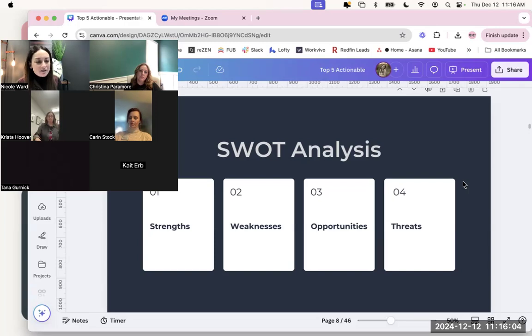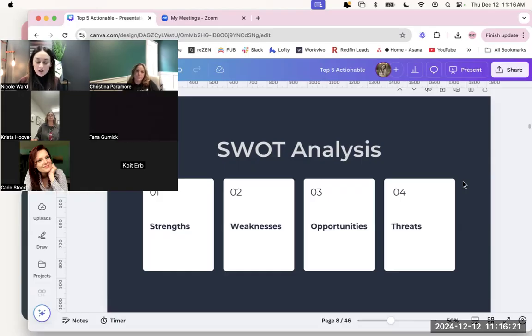Weaknesses, identifying the areas of your business that need improvement. I think every single one of us on this call could probably name one thing right now that we need to do. Maybe it's systems, maybe it's a CRM, maybe it's emails, maybe it's follow-up, maybe it's conversion. Whatever those weaknesses are, identifying those is critical to doing an analysis of your business. So, what are you good at? What are you not so good at?